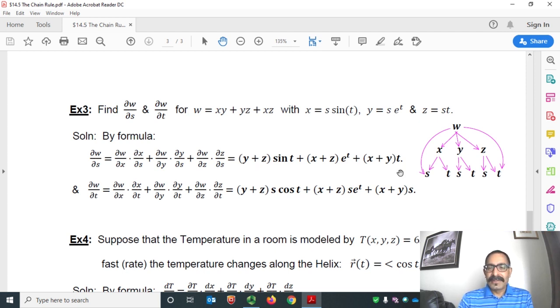So we can find the partial derivative of w with respect to s and t. Great. So again, the idea is we find the corresponding branches and then we add them. Awesome. So here is a formula.